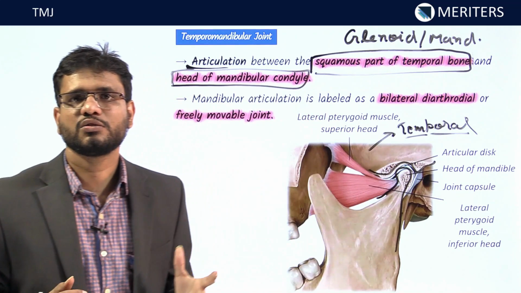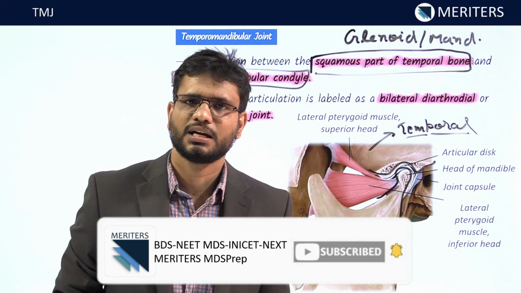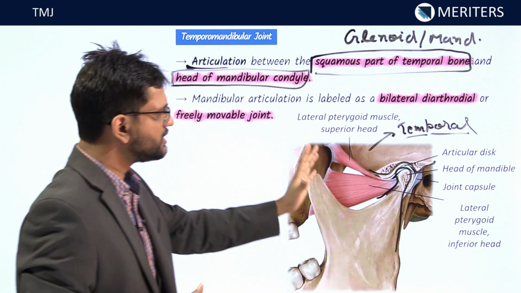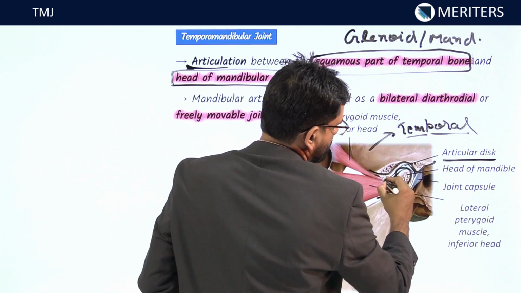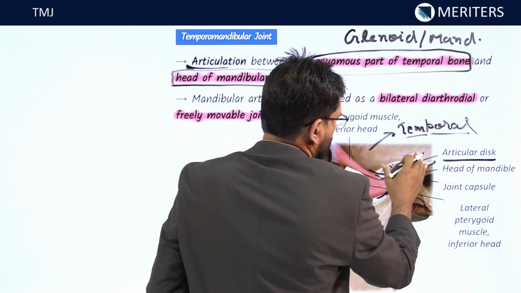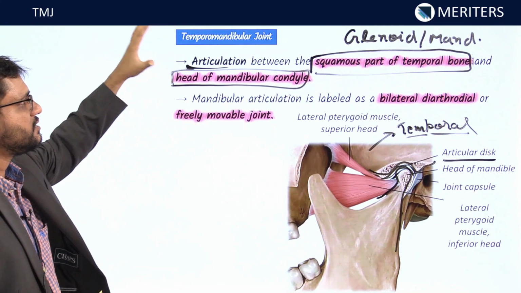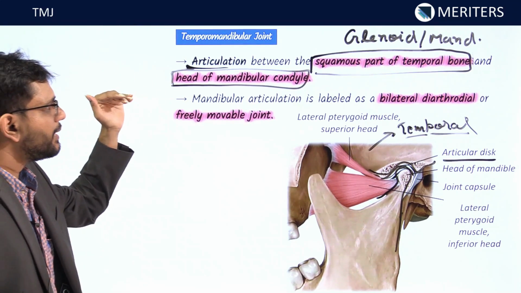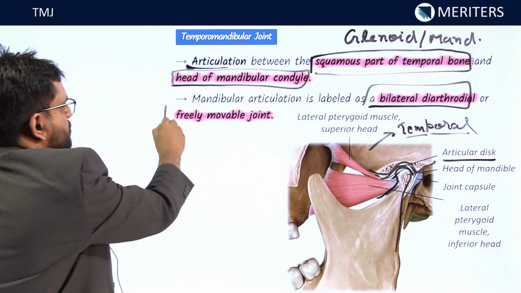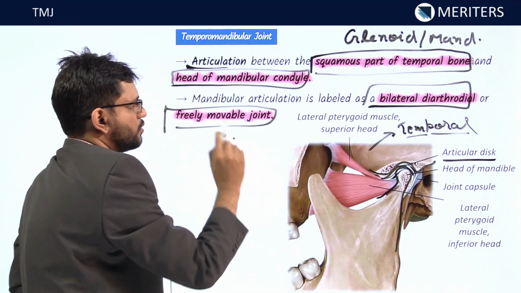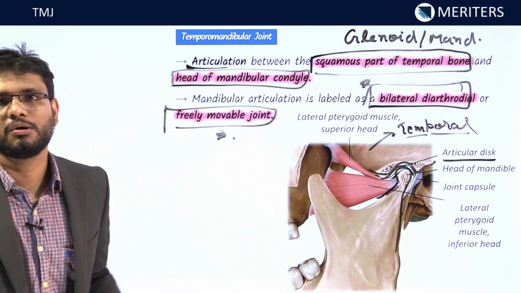We will get into more details of the anatomy of this joint, although we have discussed the anatomy of the temporomandibular joint in the dental anatomy part also, but as and when required, we'll discuss it here too. There are some parts like the articular disc, which is interposed between your fossa and your condyle. Now the mandibular articulation is labeled as a bilateral diarthrodial, or sometimes a freely movable joint. This can be a direct question in your exam.